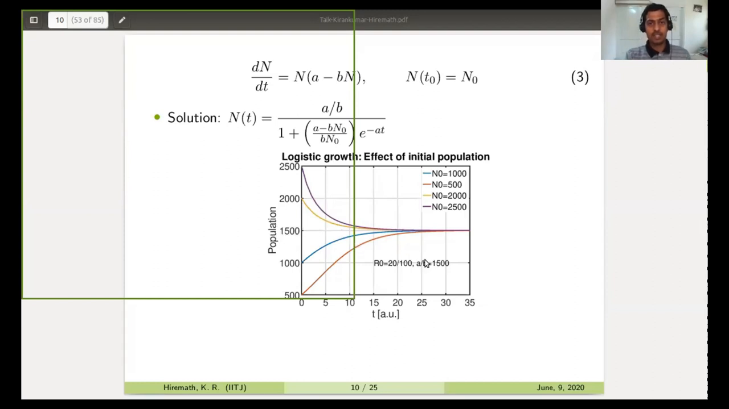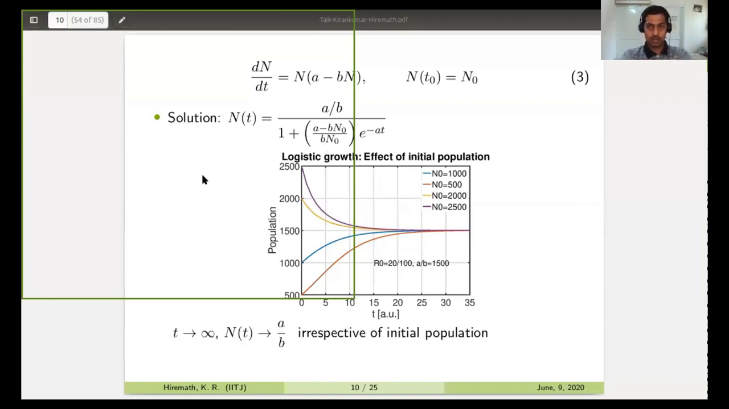Now, what is this 1500? In fact, in this case, you will see that this is nothing but A by B. If you see this solution closely, what will happen to this solution as t tends to infinity? Here I have an exponential to the power, and this quantity comes in the denominator, e to the power at. As t increases, e to the power at increases. So this entire thing will become zero and the population will be A by B. As t tends to infinity, our population will tend to A by B.